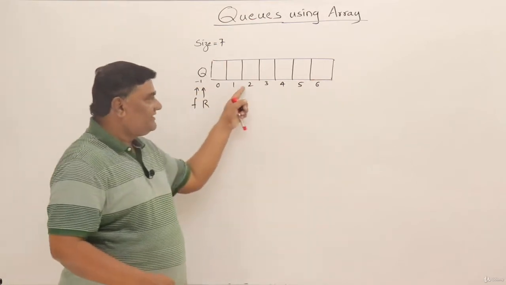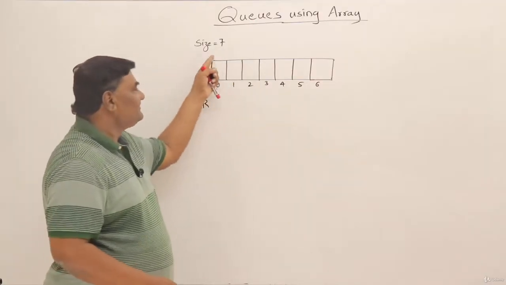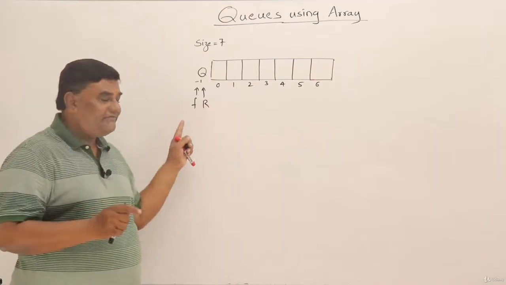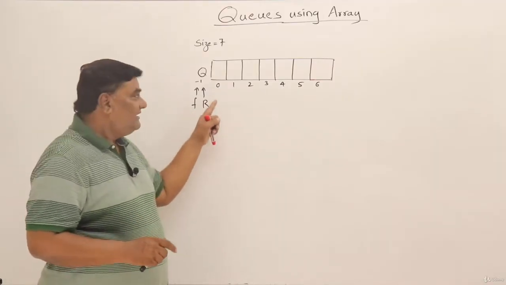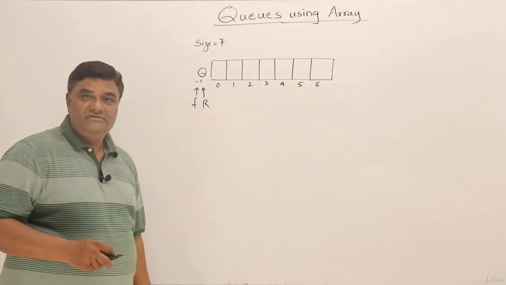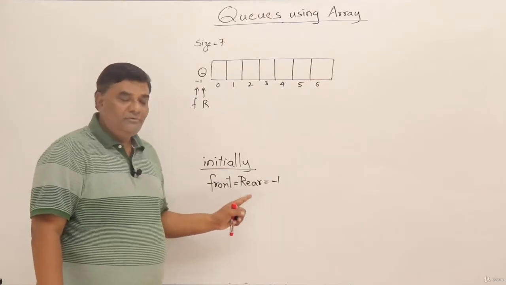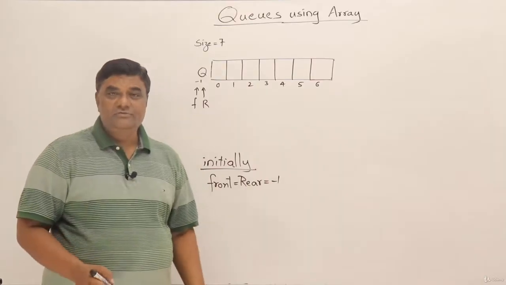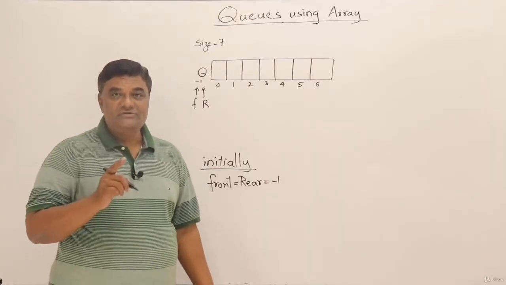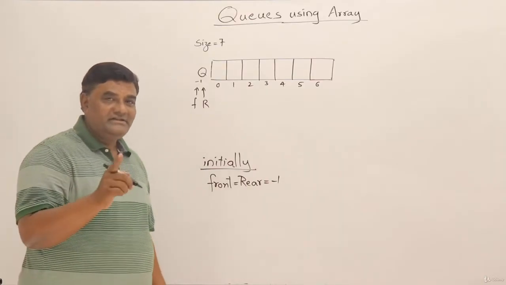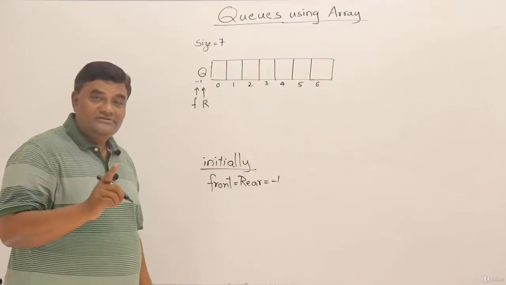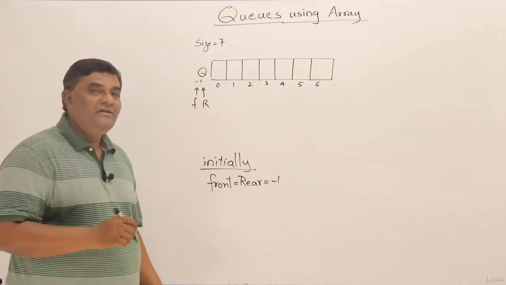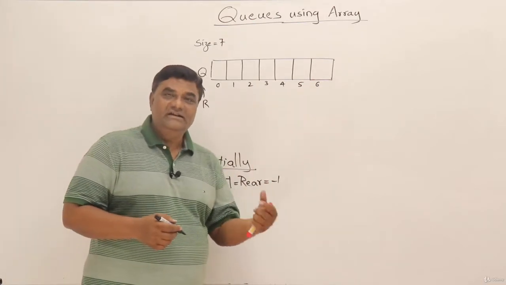Here I have taken a fixed size array, and the size of the array is 7. And I have 2 pointers: front, which I have written as F, and rear, which I have written as R. Initially they are both at -1. So it means there is nothing in the queue and the queue is empty. Both are at -1 and also both are equal. Front is equal to rear. Yes, the queue is empty.